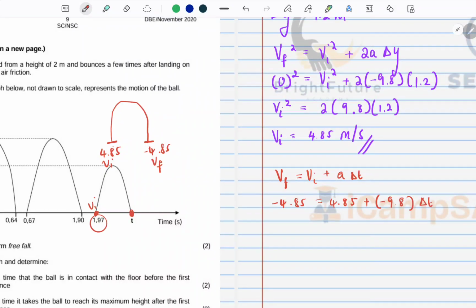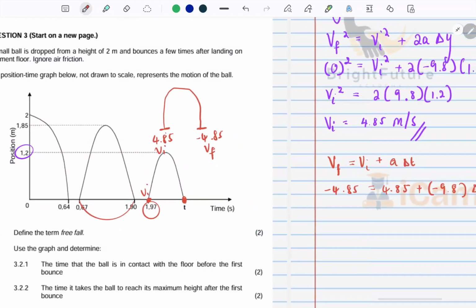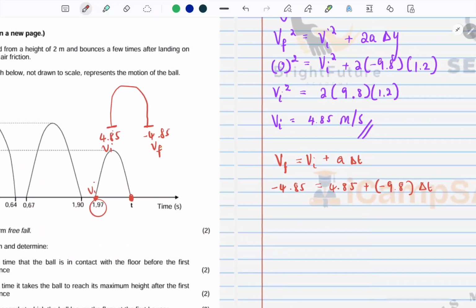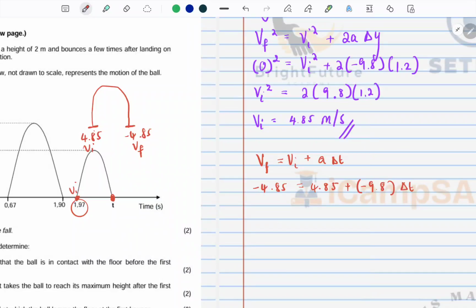Because this is a timeline, it's more like we're going to get the difference from these calculations. So then we say, let's say it like so: minus 4.85 minus 4.85 equals minus 9.8 delta t. That's what you're going to have. And then you can just divide both sides by minus 9.8. Then your delta t is going to be what?